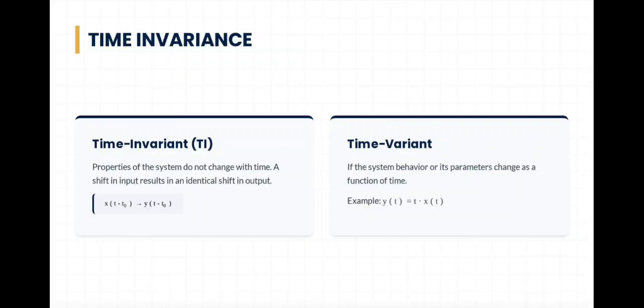But in the case of a time variant, or changing, system, its internal parameters or behavior change over time. The rule is the output depends on the specific moment the input is applied. An example could be y of t equals t times x of t. Because there is a t multiplying the input, the gain of the system grows as time passes.